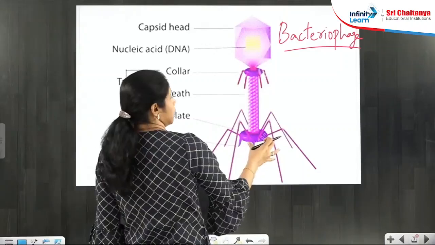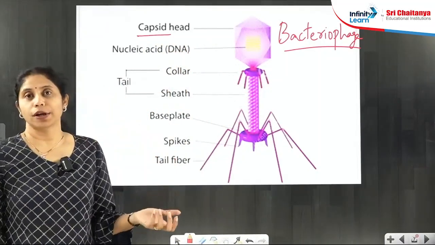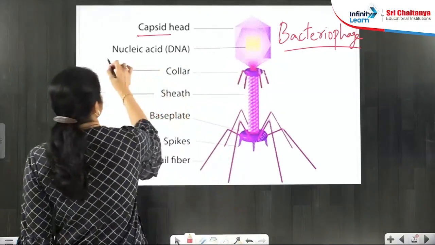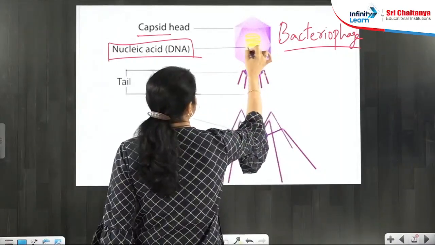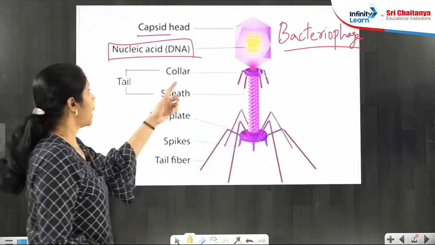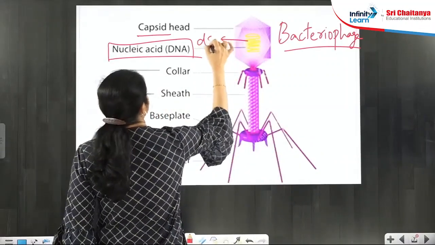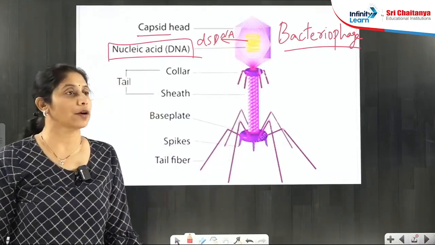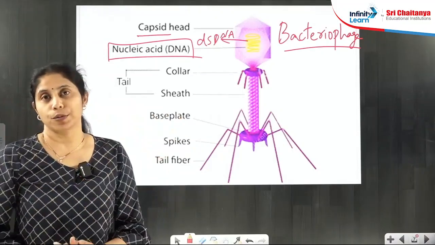So the total pink one, whatever you are seeing, everything is capsid. It is made up of different capsomeres, protein units, and in that capsid center, nucleic acid is present. This yellow one, what you see here, this is the DNA. The nucleic acid is being protected by the capsid. And bacteriophages will generally have double-stranded DNA. This genetic material is double-stranded DNA. Most of the bacteriophages will have the double-stranded DNA in the center, surrounded by the capsomeres.